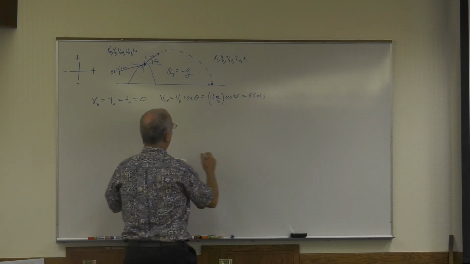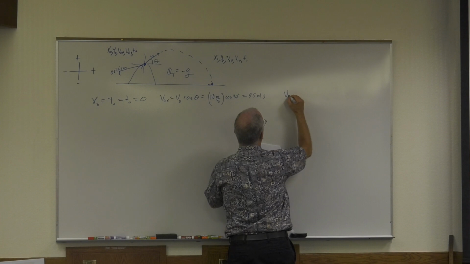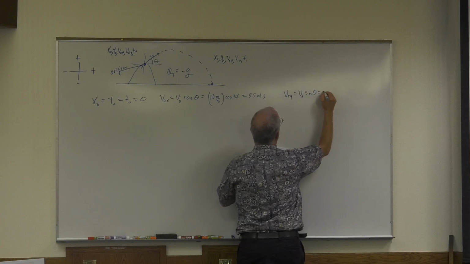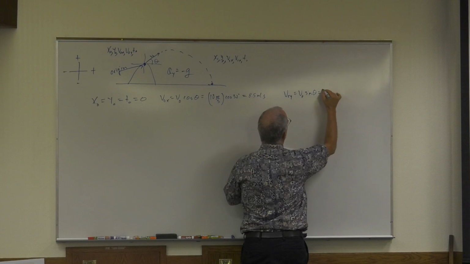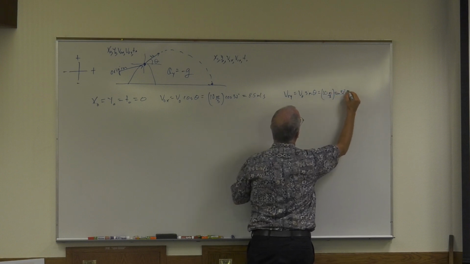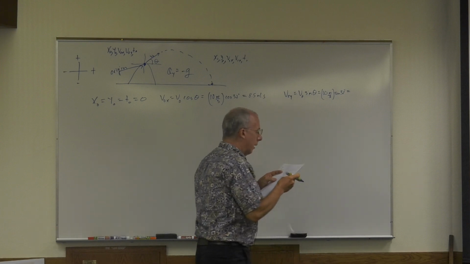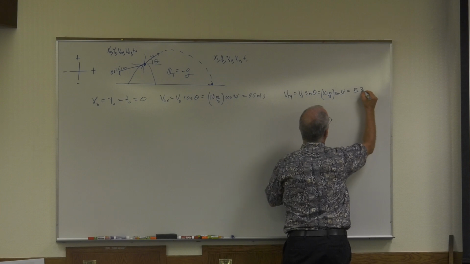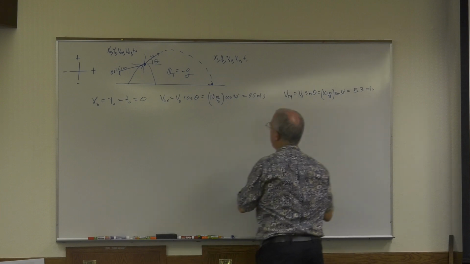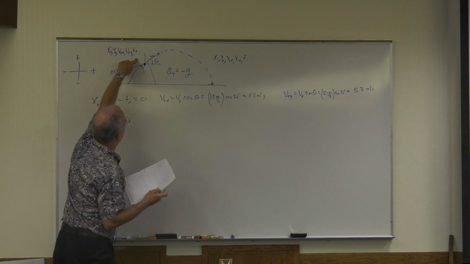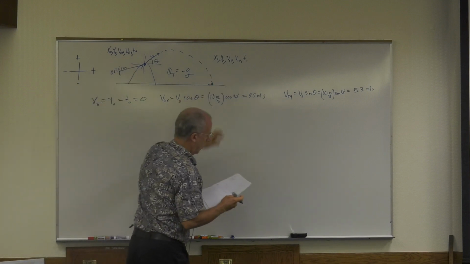And v0y equals v0 sine theta. So that's 10 meters per second times sine of 32, and that comes out to be 5.3 meters per second. Okay, so x0, got it. All right, now we're over here.